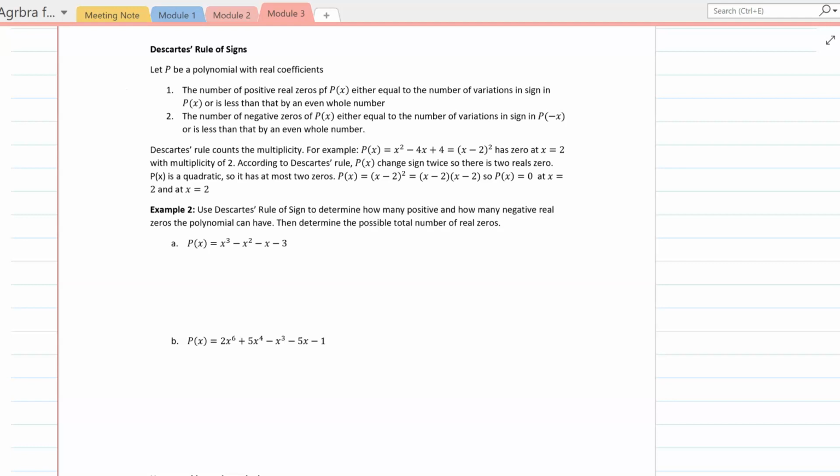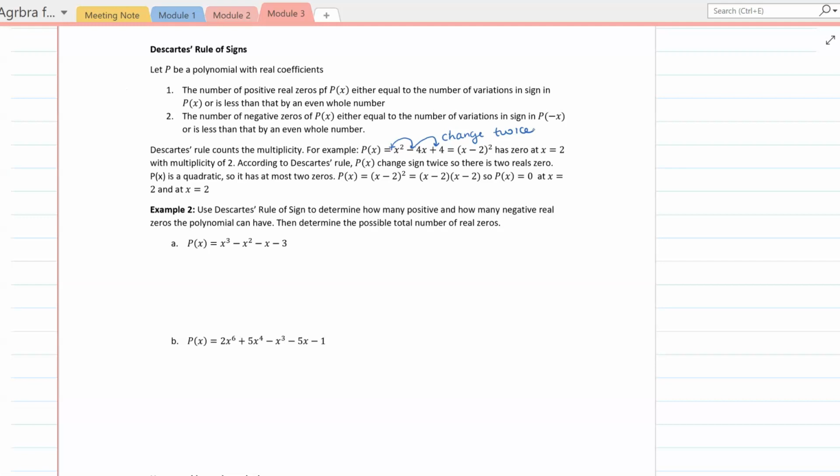So for example, P of x equals x squared minus 4x plus 4. You can factor that. It equals x minus 2 squared. It has a zero at x equals 2 with multiplicity 2. So according to Descartes' rule, P of x changes sign twice, so there are 2 real zeros. Look, it changed from positive to negative to positive, so it changed sign twice. Therefore, there are 2 real zeros.